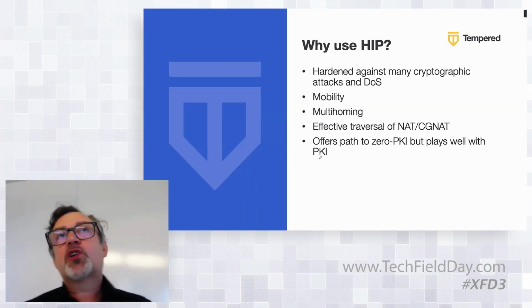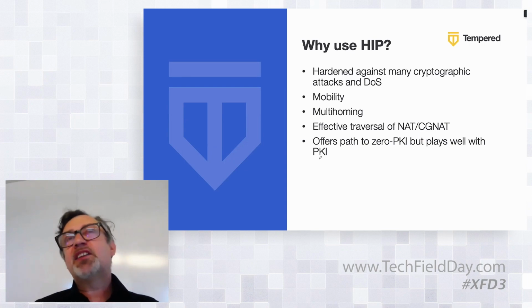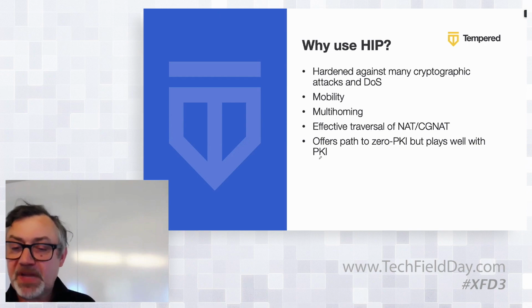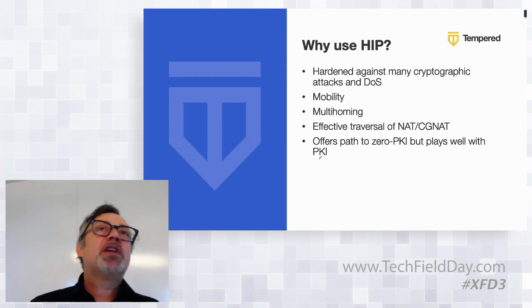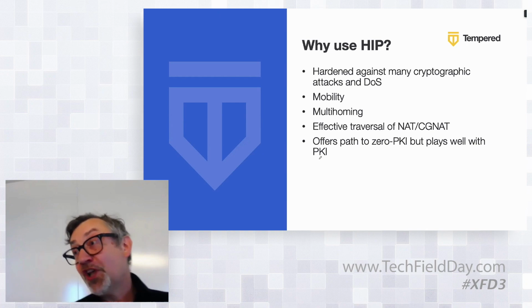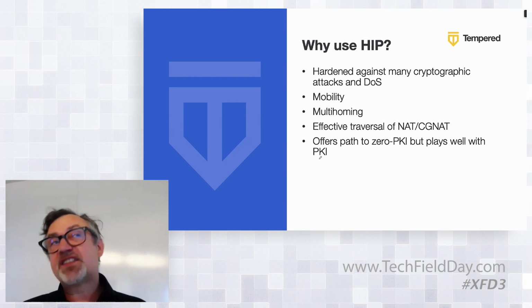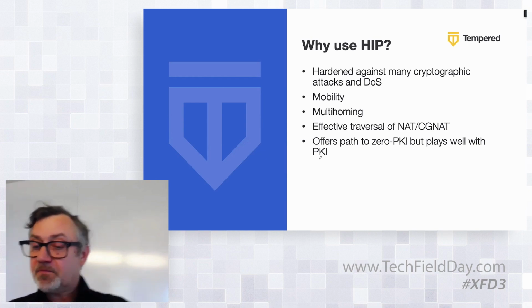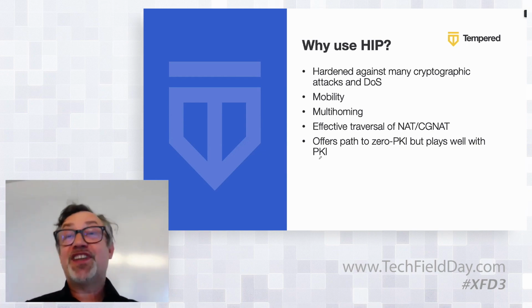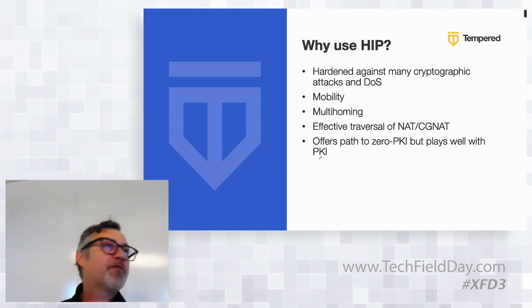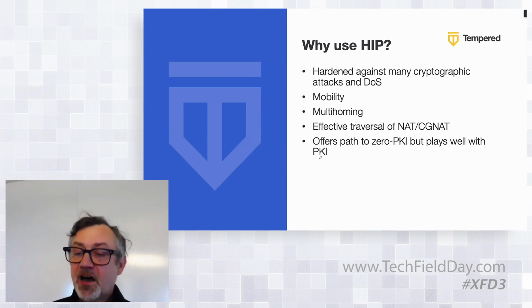The host identity protocol is essentially an authenticated key exchange. It's what is called a Sigma compliant authenticated key exchange, which is basically saying that it's got perfect forward secrecy. So it's hardened against a lot of typical cryptographic network attacks and things like that.